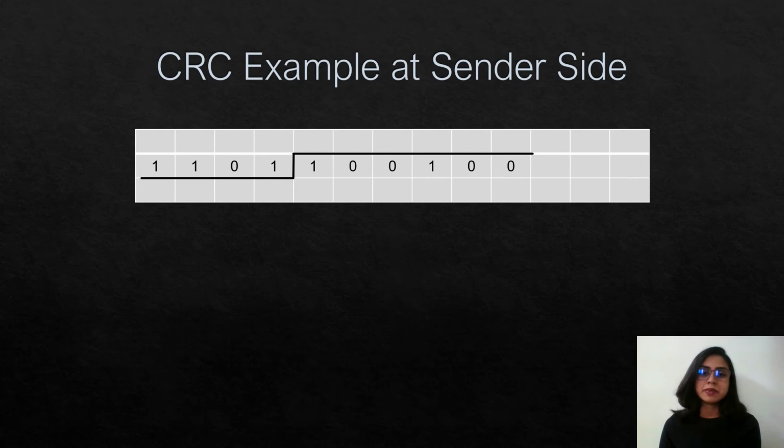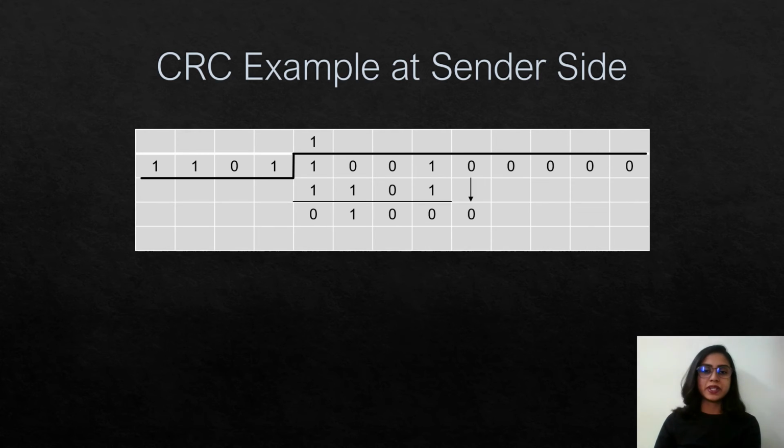In the question, the message is given and the divisor is given. Here we have 4 bits in the divisor, so L is equal to 4. L equal to 4 means we append L minus 1, that is 3 zeros, to the message. After appending the zeros, let's start the binary division. Here 1001 is the divisor, so 1 times 1001 is 1001, and we perform the XOR operation here.